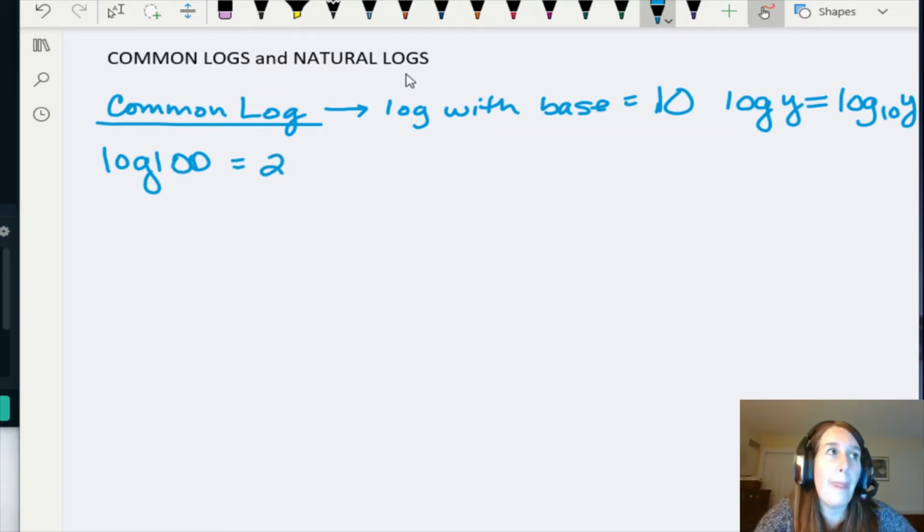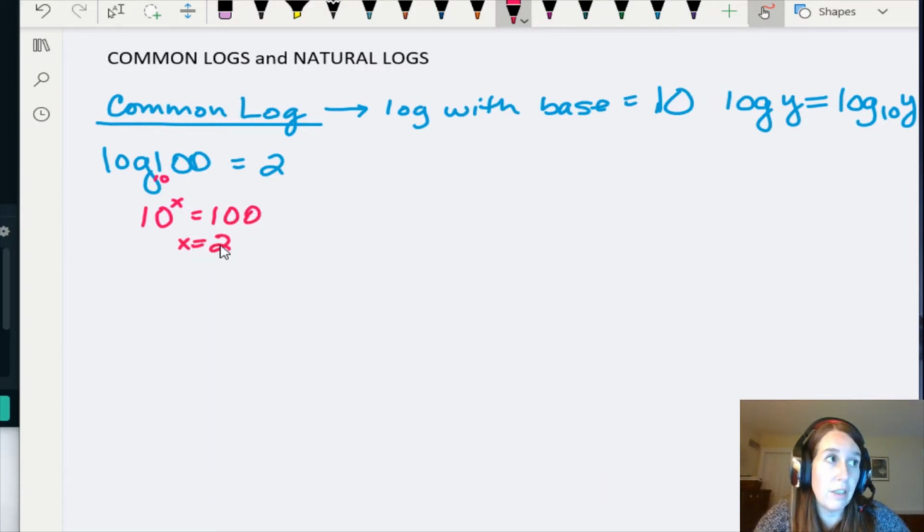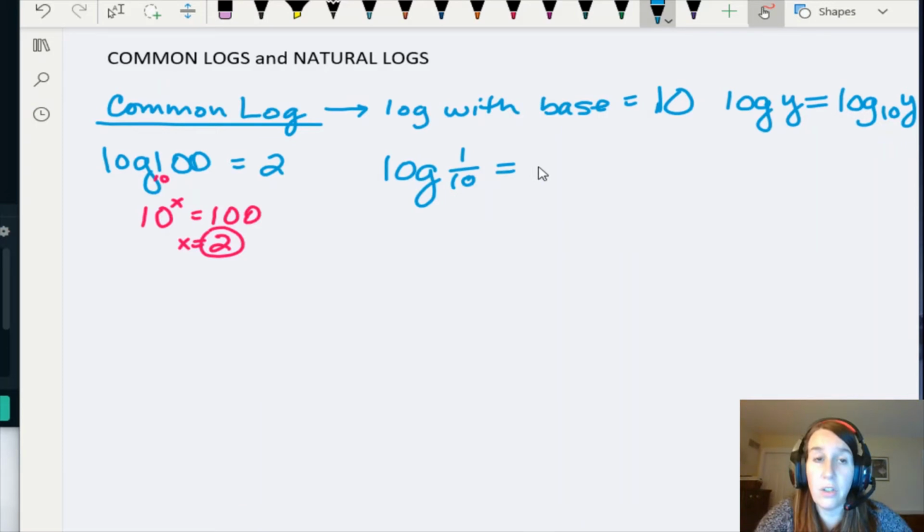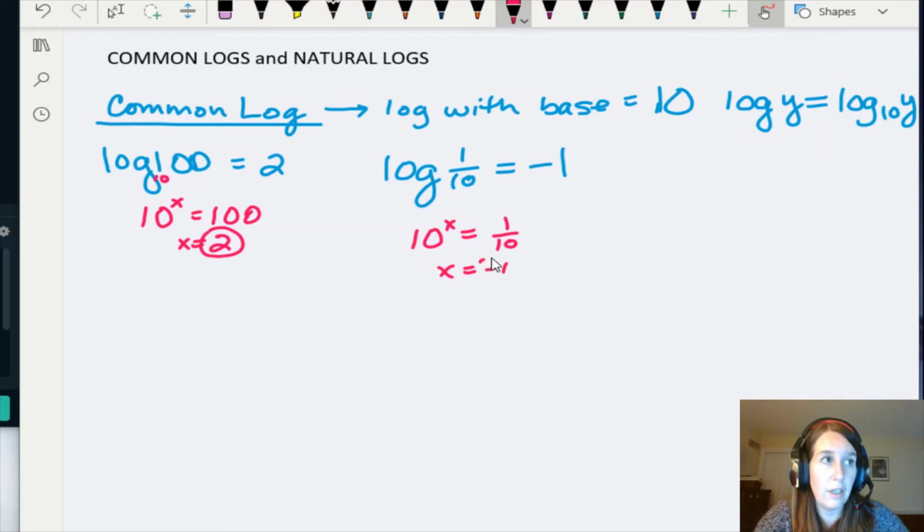If you're a little unsure how we just got 2, think about this in exponential form. So that base is 10. So this is 10 to what power is equal to 100? So that value is 2. If you have log of 1 over 10, or 1/10, what exponent goes on 10 to make 1/10? The answer is -1. Again, in exponential form, it would be 10 to what power is 1/10? So that power is -1.